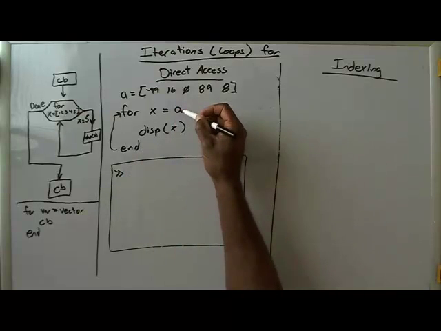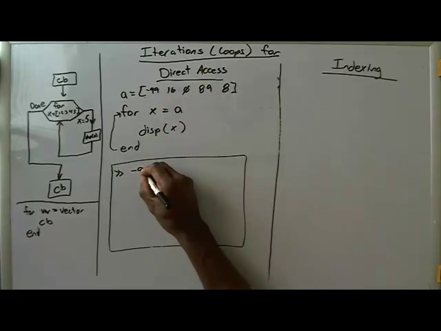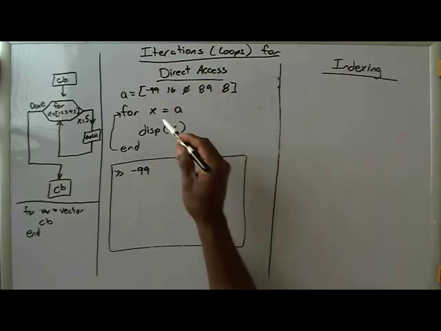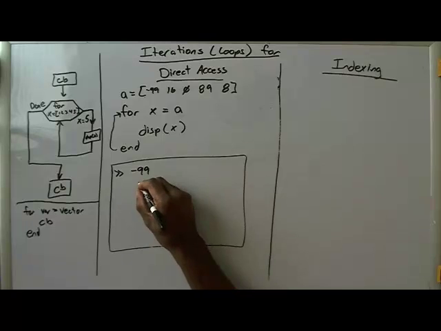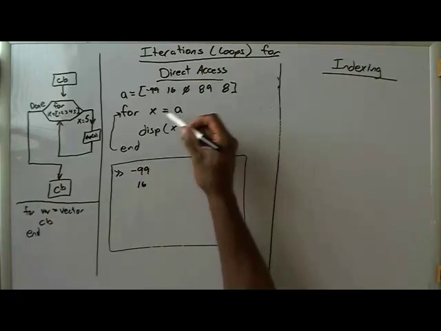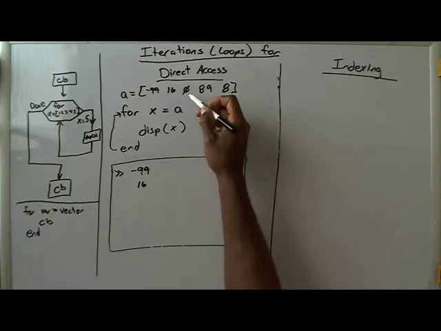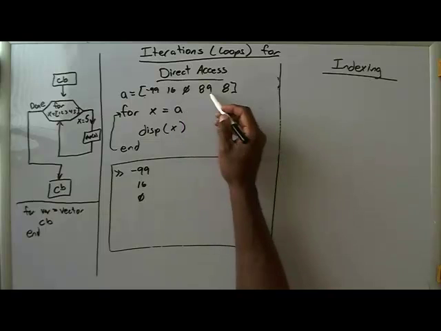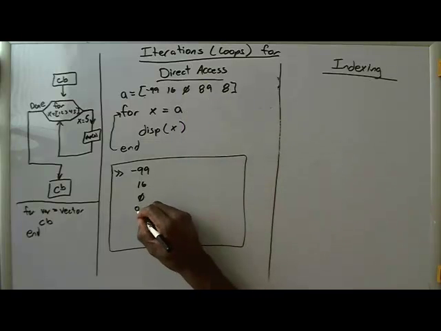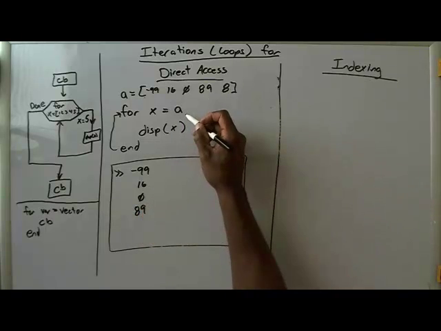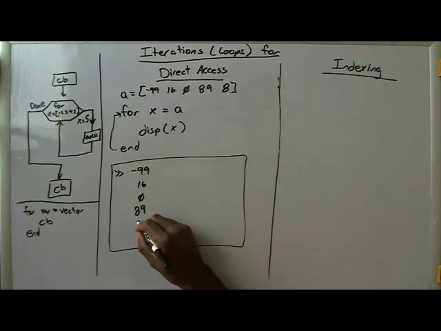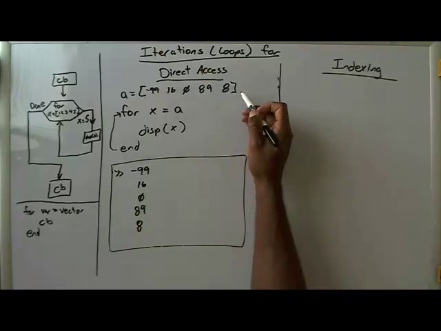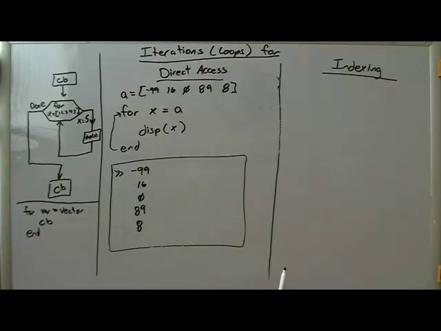First time through, x is going to equal the first value in a, which is -99, and that gets displayed. The next time through, x is going to equal the next value in a, which is 16. That gets displayed. The next time through, it's going to equal the next value in a, which is 0. That gets displayed. The next time through, it's going to equal the next value in a, which is 89. The next time through, it's going to equal the next value in a, which is 8. And then it's reached the end of a, so therefore the loop ends.